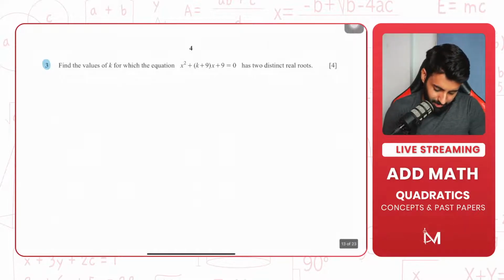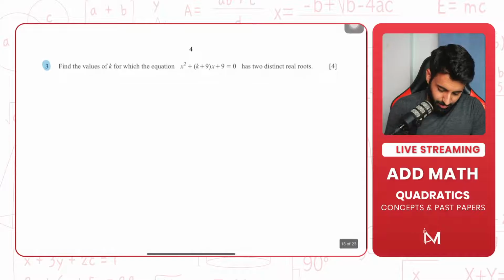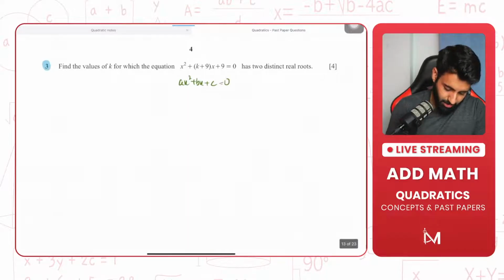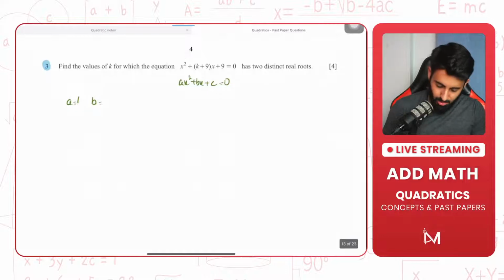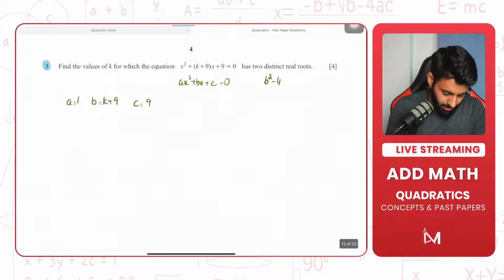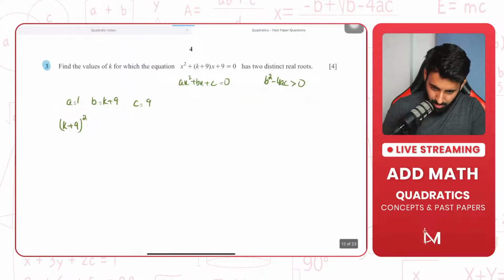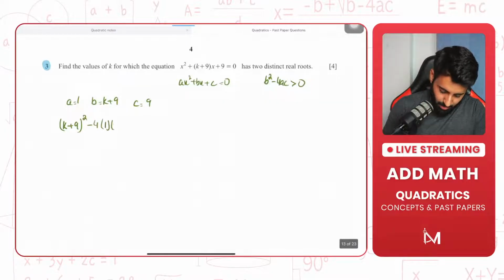Okay, so I'll solve this now. First of all, if you compare it with ax squared plus bx plus c equals 0, you can see that a is equal to 1, b is equal to k plus 9, and c is equal to 9. So since it's 2 distinct real roots, that means b squared minus 4ac is greater than 0.